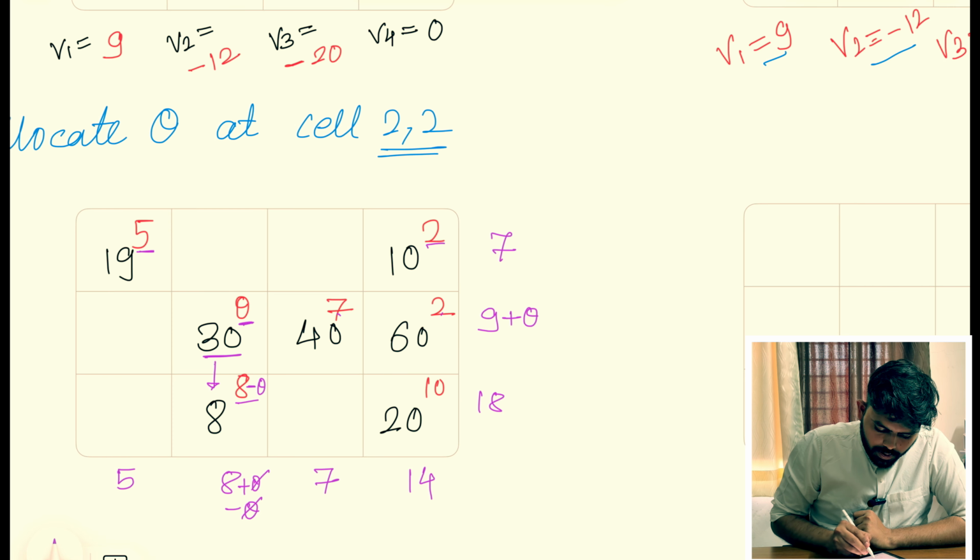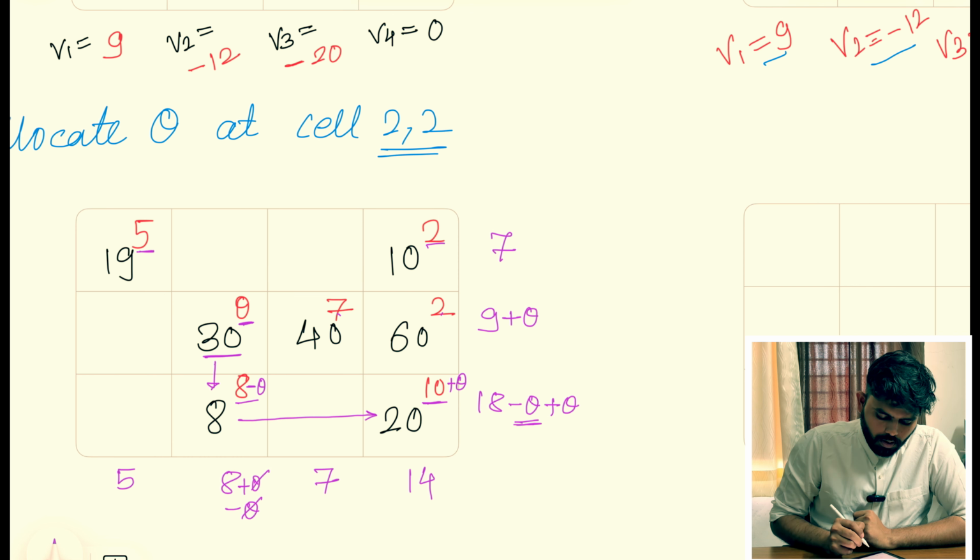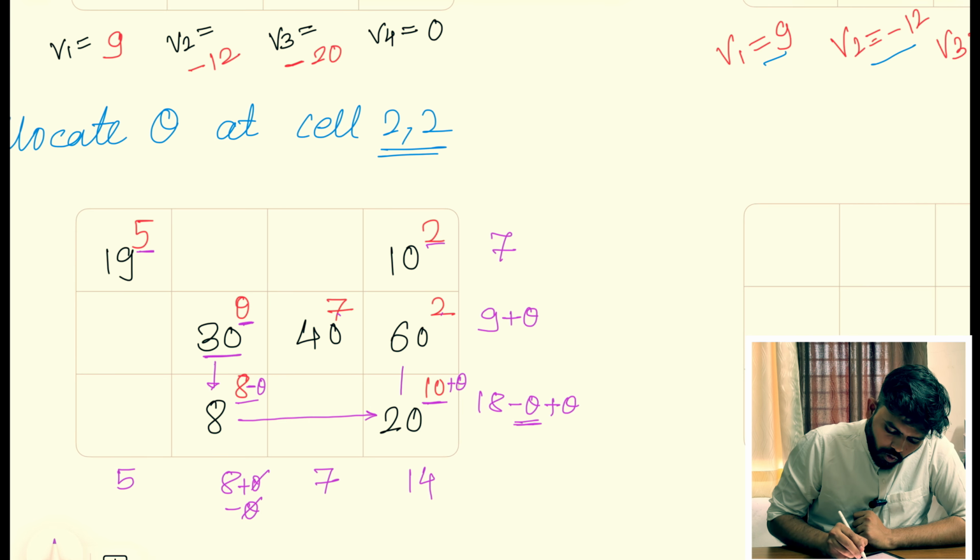Okay, now if we see the third row, in this third row we have 10 plus 8, 18, and we have 18 minus theta. This theta is extra, so we need to eliminate it, so we will add plus theta. So we will add here 10 plus theta. Okay, so now we are going to complete the loop. From here we will go upward.